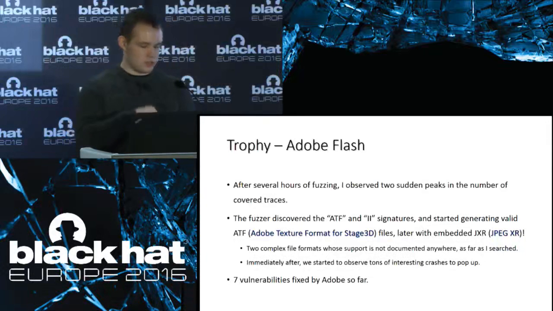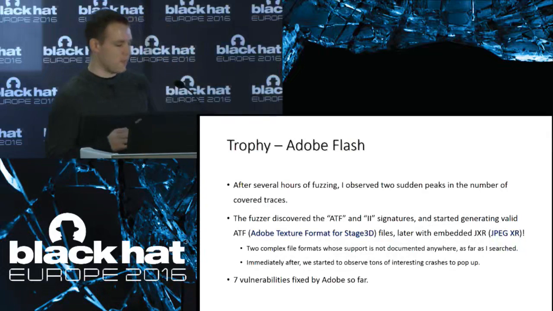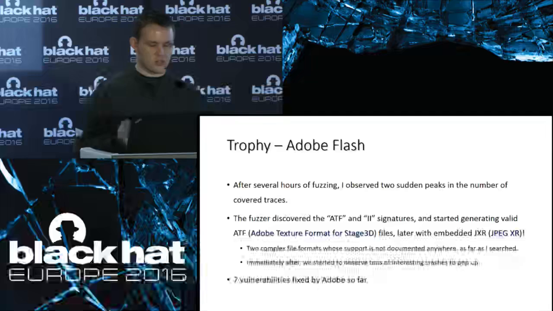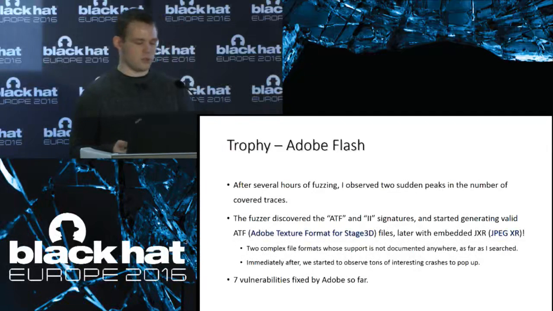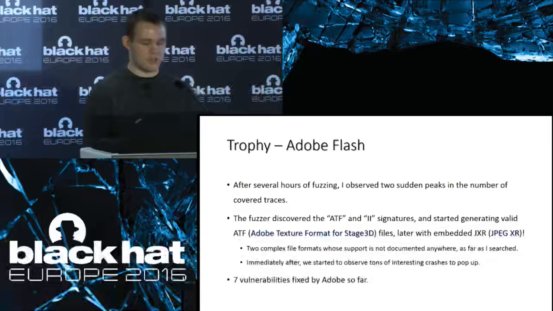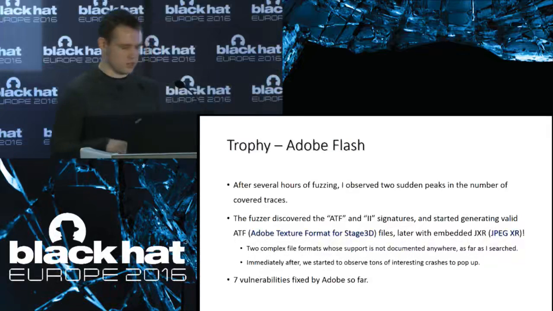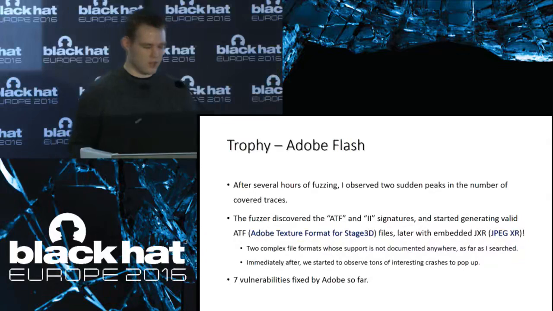And when I looked into the input corpus, I noticed that the fuzzer discovered two new signatures called ATF and II, which corresponds to a format that I didn't know before, which is called Adobe Texture Format for Stage 3D, which can have embedded JXR files. So these are two very complex file formats whose support was not documented anywhere, and I was able to discover this by just using this code coverage algorithm. And I found 7 vulnerabilities in those formats thanks to this discovery so far.